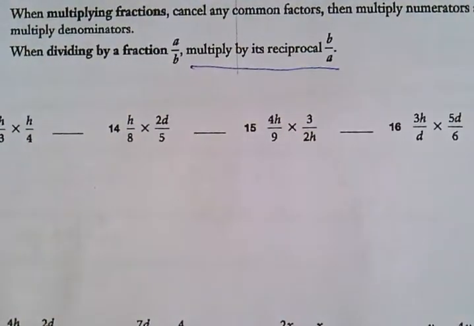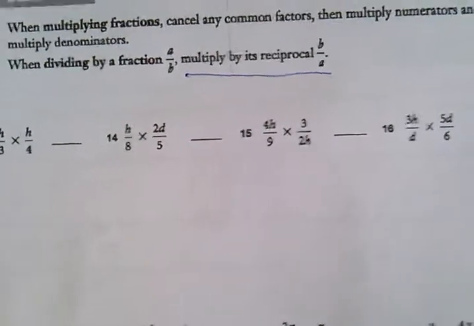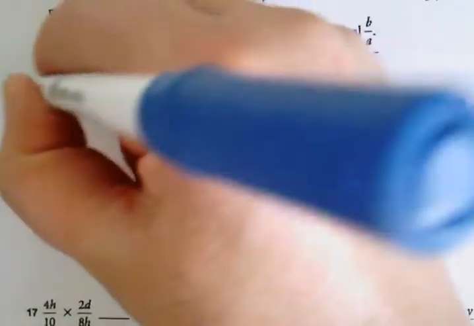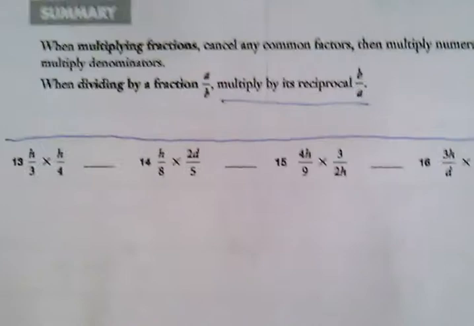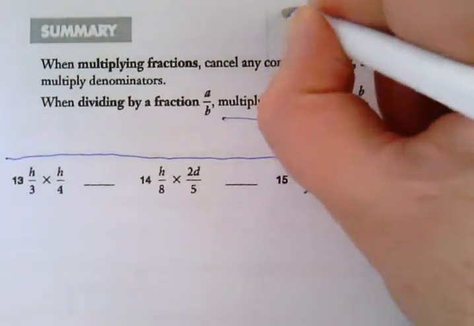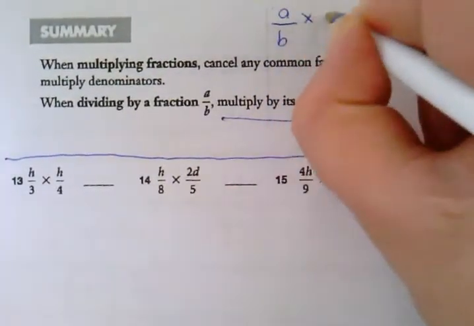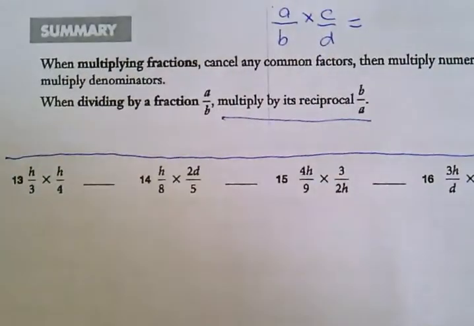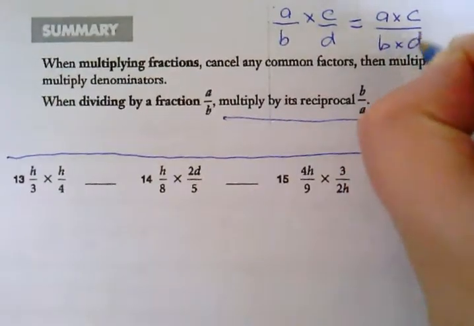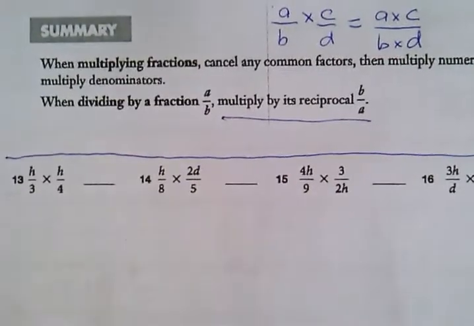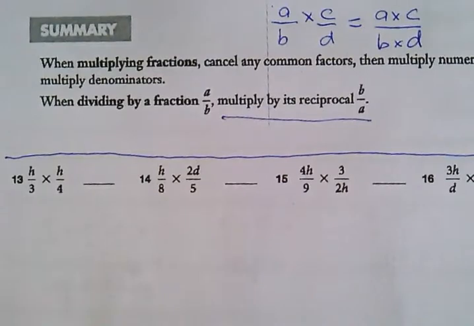Do you know what that means? You change the divide to a times and then you flip. All right, now what I'm going to do is write the rule for dividing here. So actually I'll write both rules out. When multiplying, for example, a over b times c over d, if you're multiplying those two fractions, it'll just be a times c over b times d. Are you okay with that? So when multiplying fractions, you just multiply the numerators, multiply the denominators.